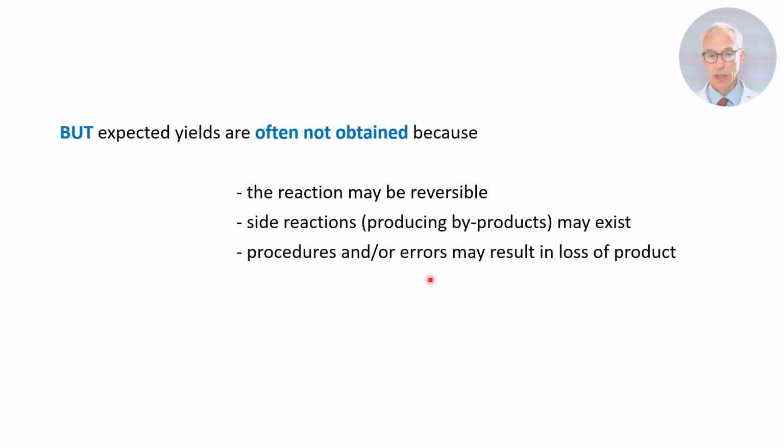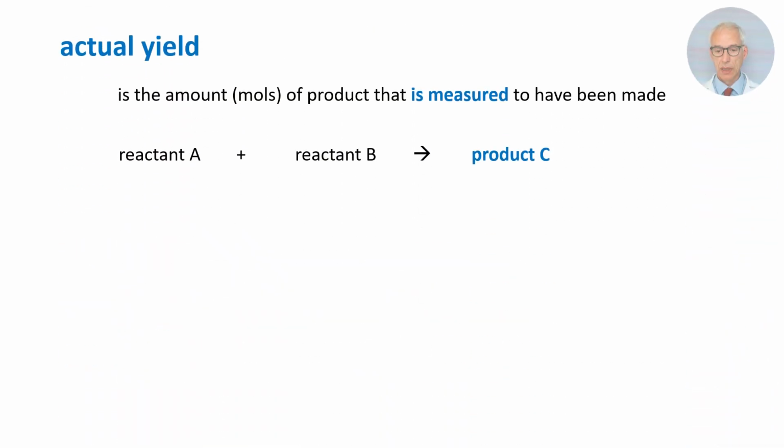So, expected yields are often not obtained. Which brings us to actual yield. This is the amount of product that is measured to have been made. So reactant A and B make product C. What is the actual yield? It is the amount of product C that is measured.